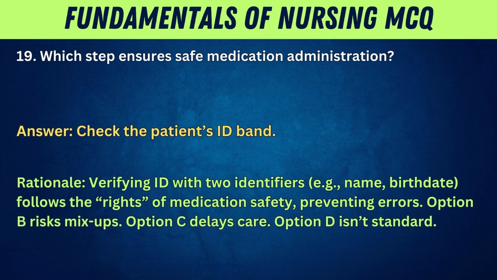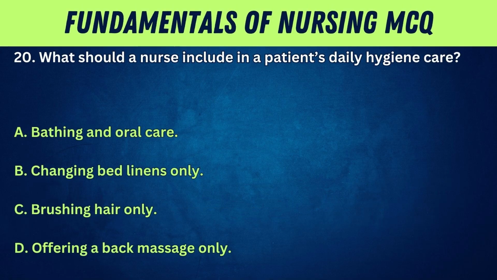Rationale: verifying ID with two identifiers, e.g., name, birth date, follows the rights of medication safety, preventing errors. Option B risks mix-ups. Option C delays care. Option D isn't standard.